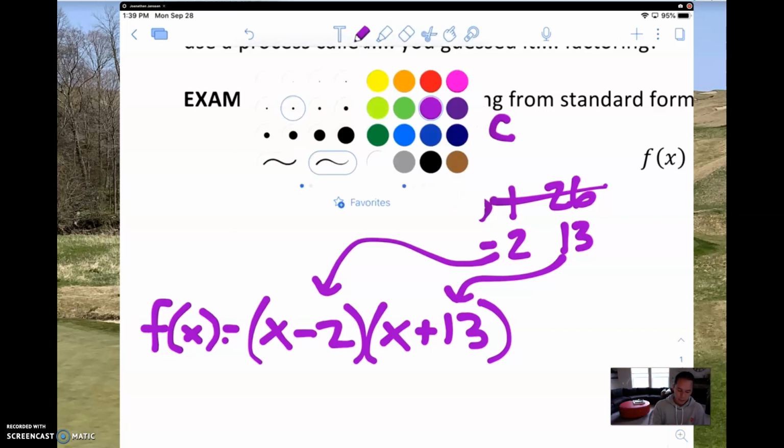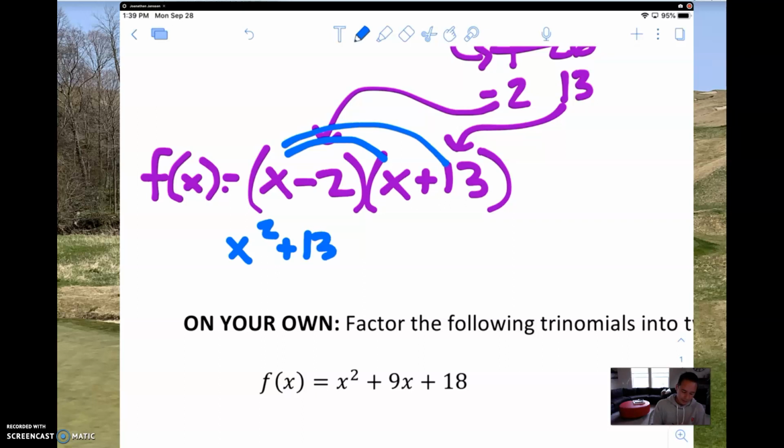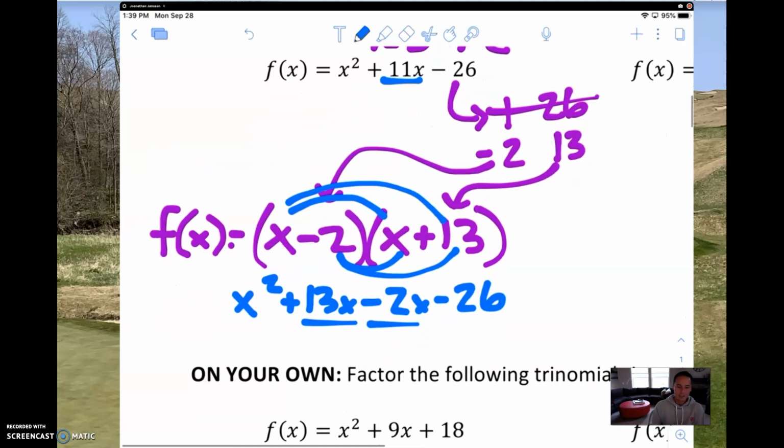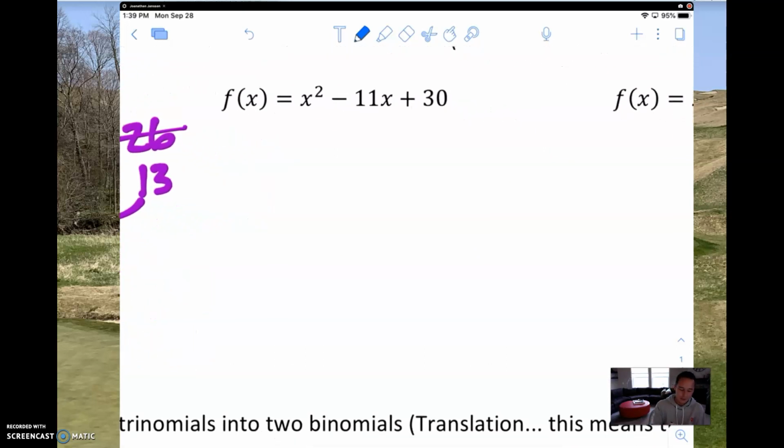If you're really unsure, you could double check your work by distributing. You could take x times x is x squared. X times 13 is 13x. Negative 2 times x is minus 2x. And negative 2 times 13 is negative 26. If you combine 13x and minus 2x, it does give you the 11x that we had originally. So that's one way that you could check your answer. Hopefully we get good enough at this where we don't even have to check our answer. Most of the time you're going to be able to do these in your head. But for now, we're going to show our work just so we can practice getting the process down.